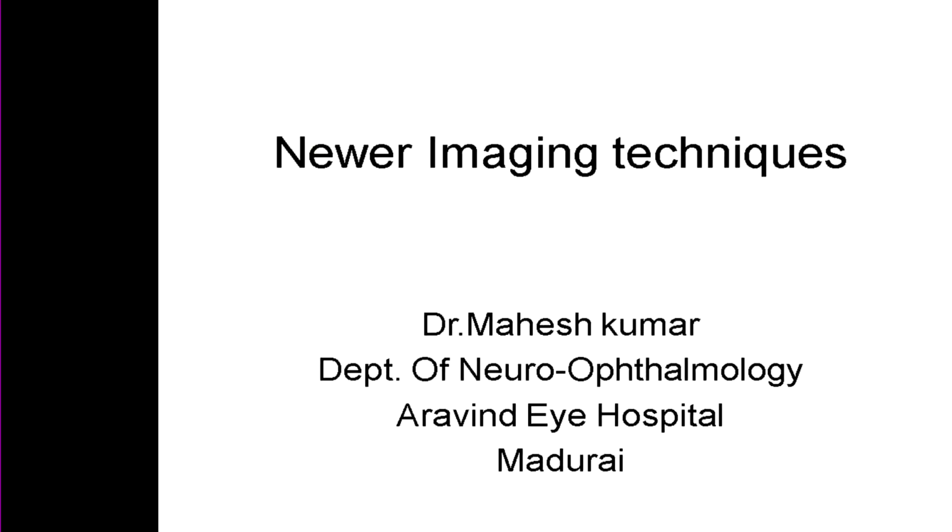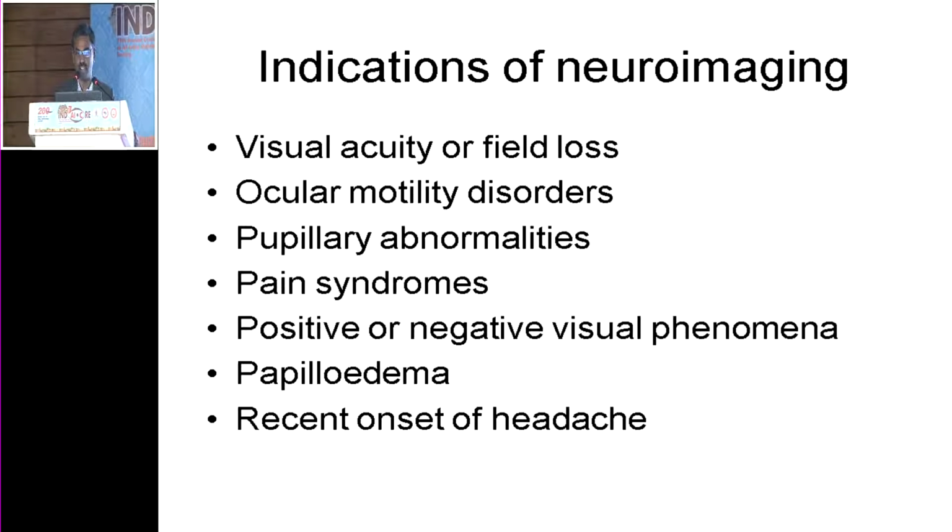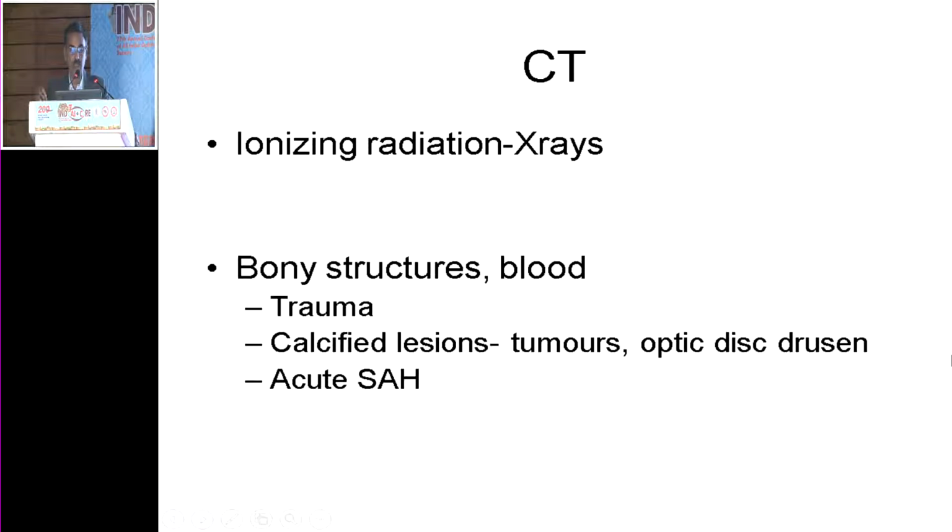So I'll be talking on neuroimaging techniques, specifically neuro-ophthalmology. Briefly, on the indications of neuroimaging: visual acuity or field loss, motility disorders, pupillary abnormalities, pain syndromes, papilledema, or any new onset or recent onset of headache. So a brief backup of the information.